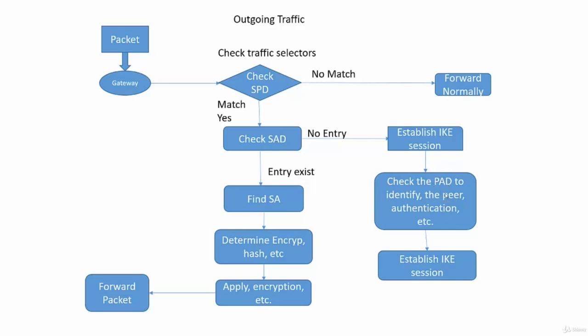So that's if there's no entry. What if there is an entry? In that case, the firewall is going to find that security association in the Security Association Database. It will then determine what encryption and hashing is getting used by this session. It will apply the encryption, encrypt the packet, hash it, and then send it on to the destination peer.